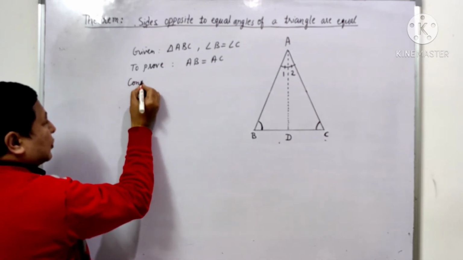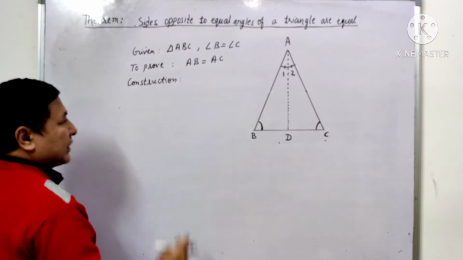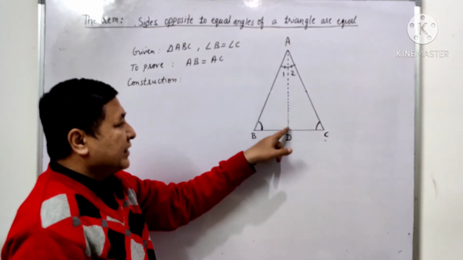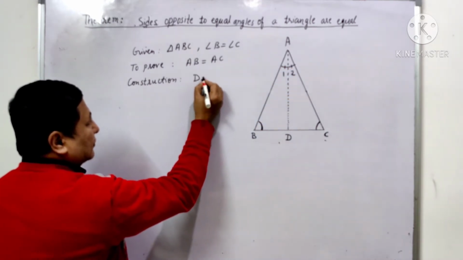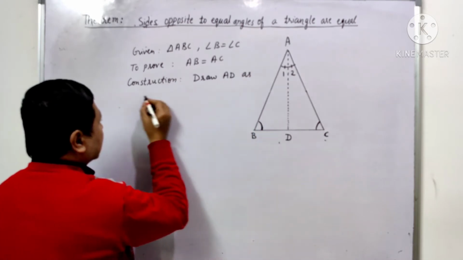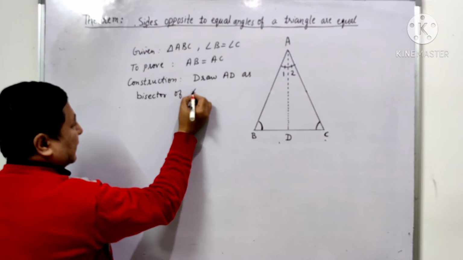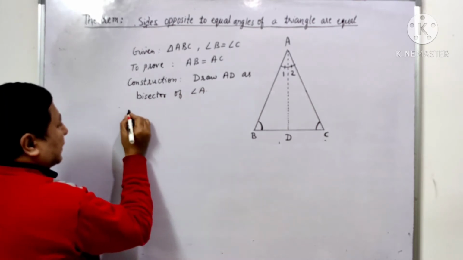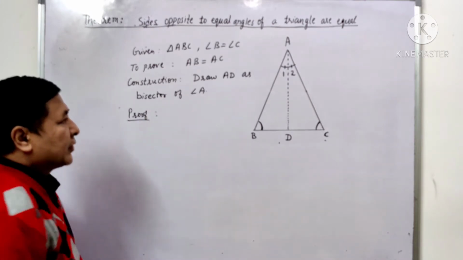Now what construction will we be doing to solve this question? We will draw AD as bisector of angle A. And now we'll prove it.